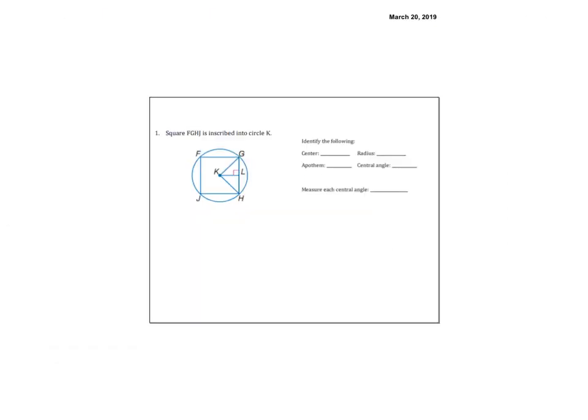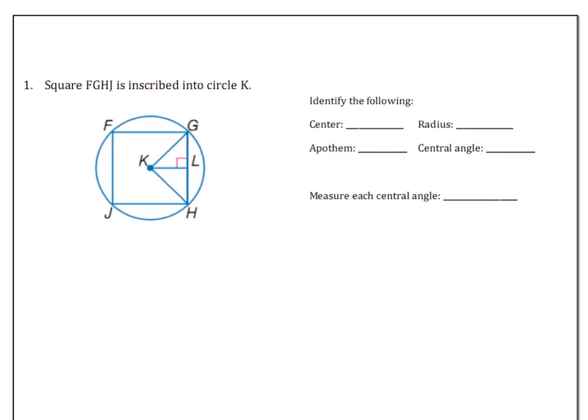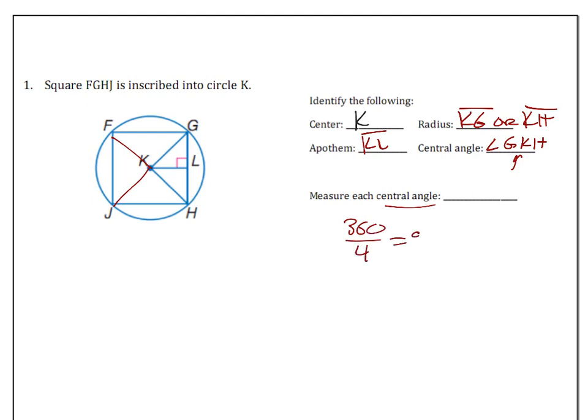Let's talk about what we're trying to figure out here. The square is on the inside. The center is going to be just K. My radius would be either KG or KH. The apothem is going to be KL, and my central angle is going to be angle GKH. You can't just put angle K because angle K could refer to any of those angles. The measure of each central angle, I take 360 divided by 4, so it's 90 degrees. That's all I'm doing with that one.